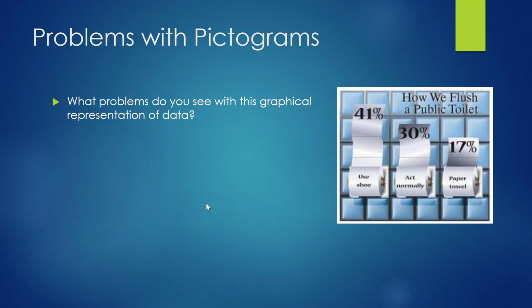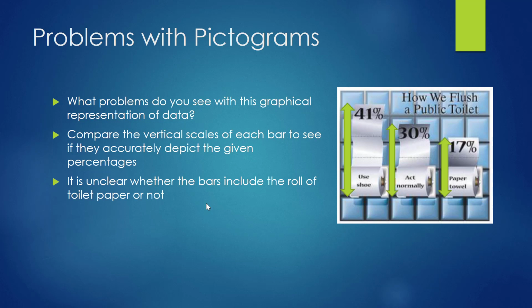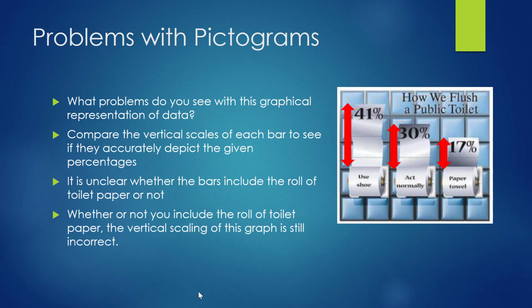Problems with pictograms. What problems do you see with this graphical representation of data? Pause the video, write down your answers, and then unpause the video to see if you are correct. Compare the vertical scales of each bar to see if they accurately depict the given percentages. First of all, it is unclear whether the bars include the roll of toilet paper or not. Is the roll of toilet paper acting simply as a label, or is it part of the bar itself? We're not really sure. Unfortunately, whether or not you choose to include the toilet paper roll as part of the graph, the vertical scaling is still incorrect.